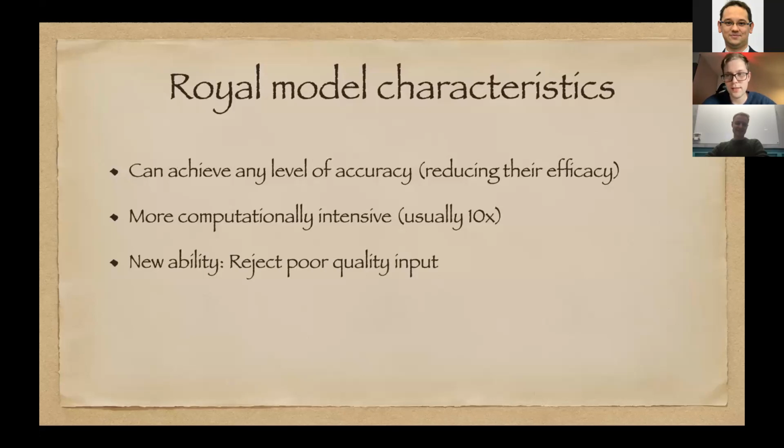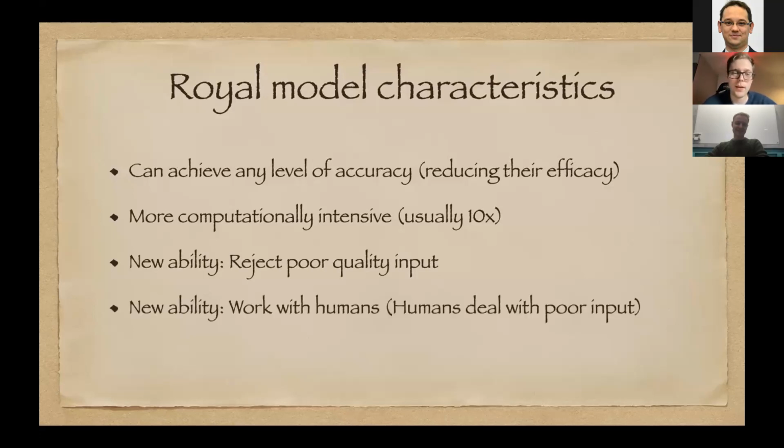The other ability that is coming straight from the uncertainty estimation is the ability to reject poor quality input. So we can detect elephants and say that we are not going to process them at all. The other ability is to work with humans. So humans can deal with the poor input, or the input that is less common and maybe slightly more problematic for the model. And as well, also coming straight from the applied prediction uncertainty estimation, we can also pass it as one of the outputs of the model.